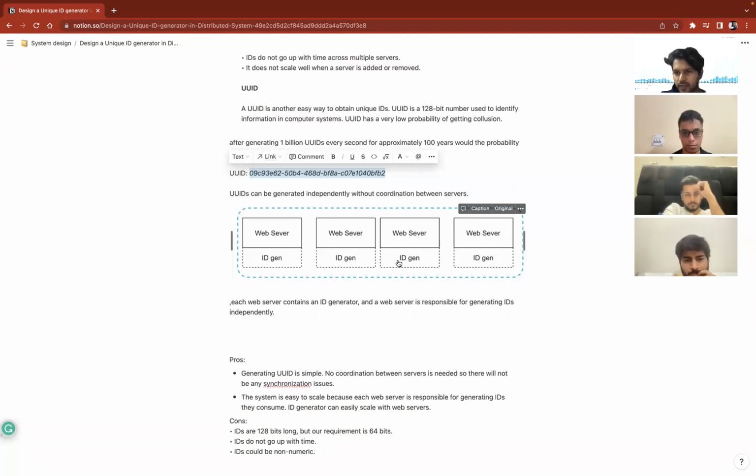You can use it in whatever shape and form. Some of the ways people have used it: there are various web servers and they all have their independent ID generators. So n servers will have n ID generators, because the probability is so low. That is the rationale, that it is so low that it's very hard to create a collision. Hence, it makes sense.